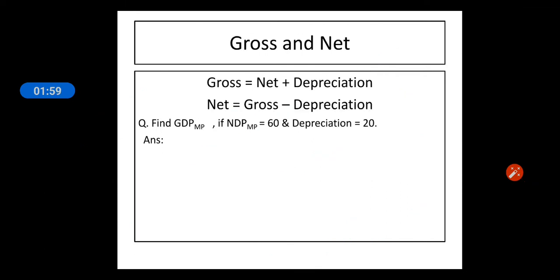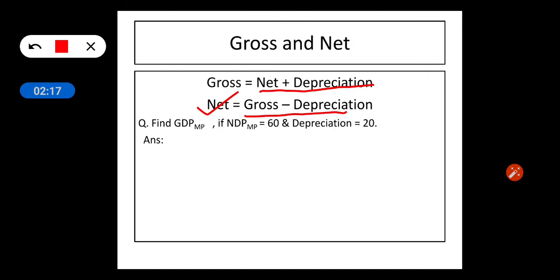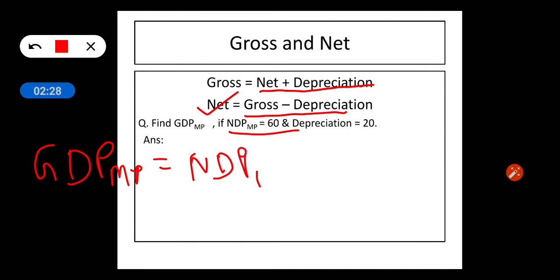Now let us move on to gross and net. Gross means what? Total, right? So gross is a sum of net and depreciation. And if we subtract depreciation from gross, we get net. Now let us see how it is converted. We have to find GDP MP from the given NDP at MP, right? Now let's start a conversion.